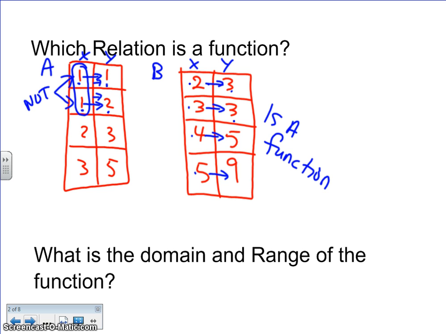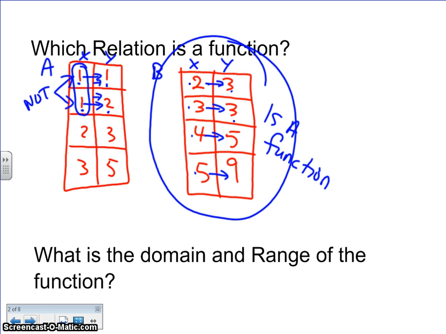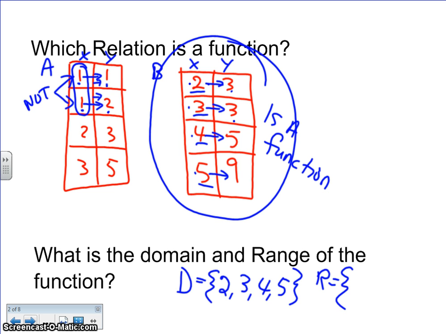Now we're going to talk about domain and range here for a second. We said that the domain is the x and the range is the y. So for this one right here, which is a function, the domain is just going to be the collection of the x values, which will be 2, 3, 4, and 5. And the range is going to be the collection of the y values. And we creatively use a D for domain and an R for range. The y values are 3, 3. I'm only going to write that once, 5, and 9. So it's 3, 5, and 9. So that's how we name the domain and the range.